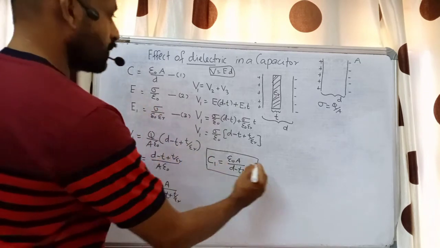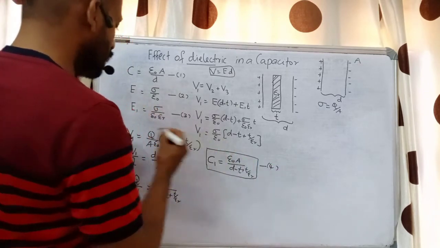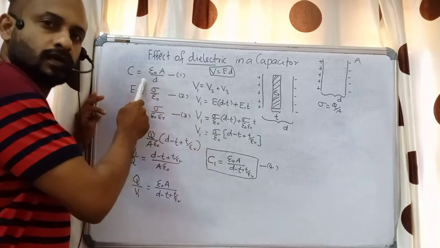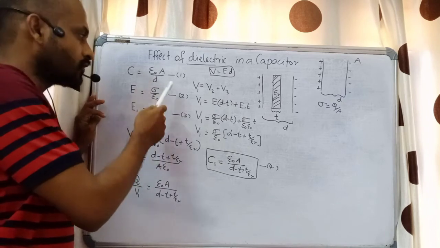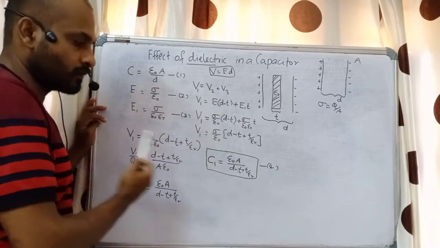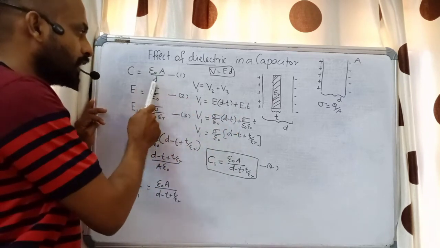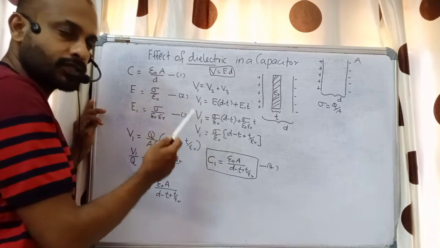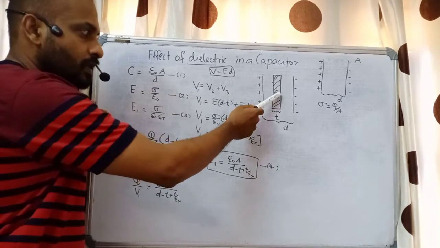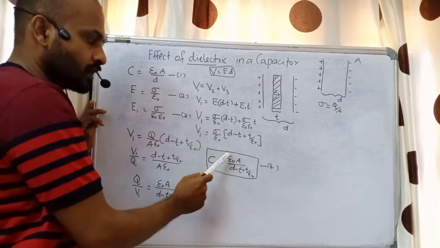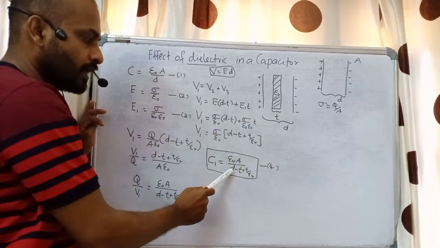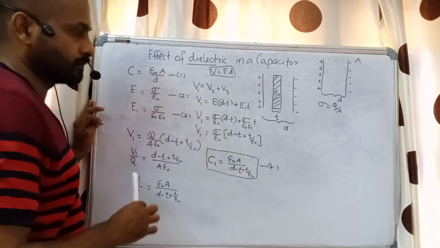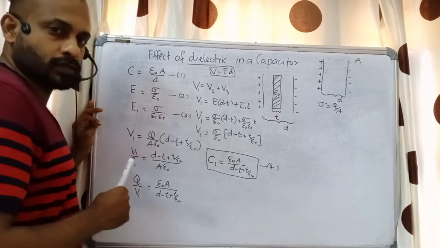So this I will give equation number 4. What's the difference between equations 1 and 4? Equation 1 is the capacitance of the capacitor with the vacuum between the plates. What is the equation? Epsilon 0 A by D. This is the capacitance of the capacitor after inserting a dielectric of dielectric constant epsilon R and thickness T. What is the equation? Epsilon 0 A by D minus T plus T by epsilon R. Okay, that is the equation.